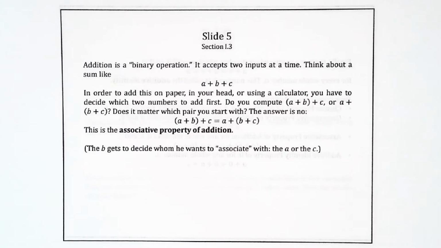Now the third property is called the associative property. Let's talk about its meaning. Addition is what we call a binary operation. That's what the book refers to it as. That means that it accepts two inputs at a time.